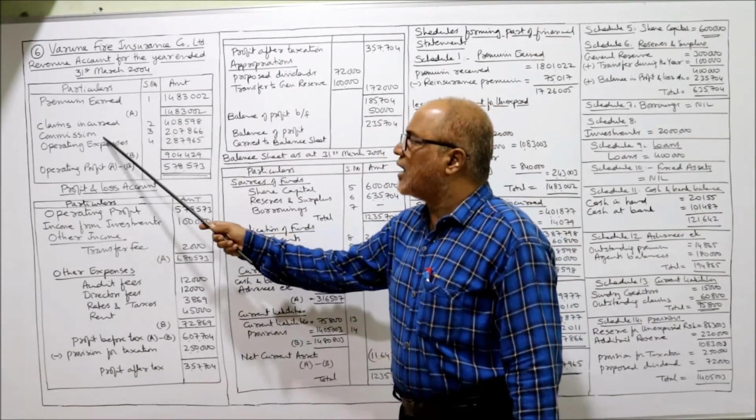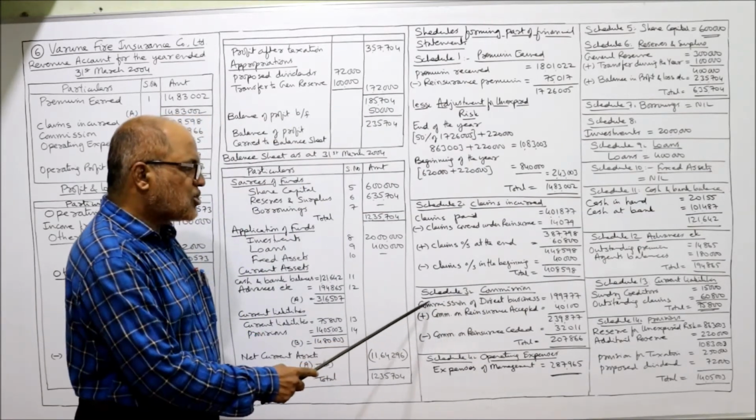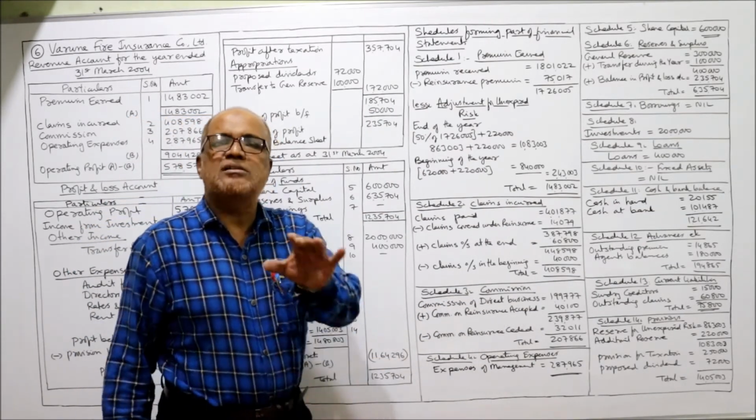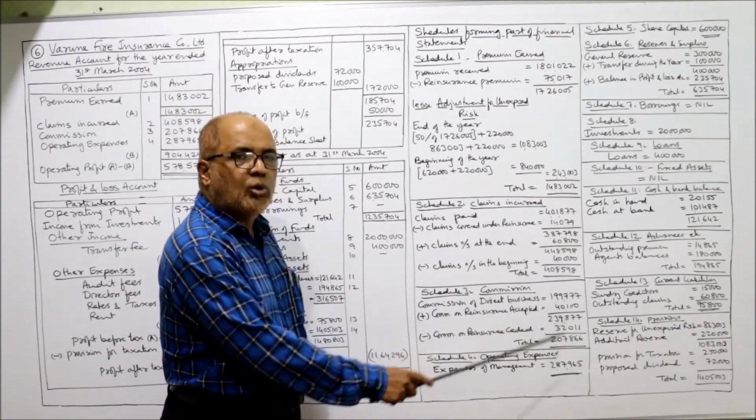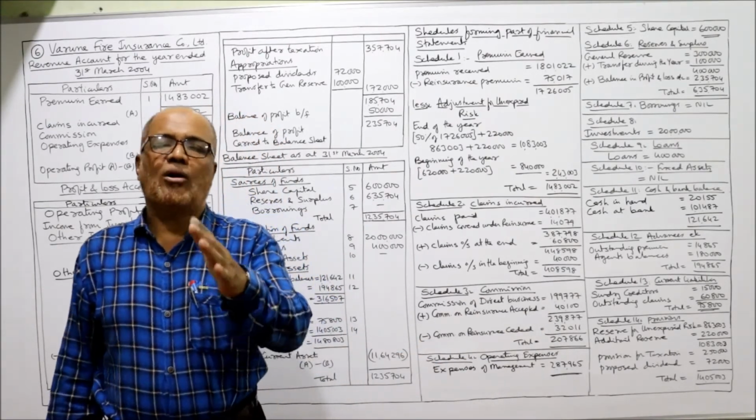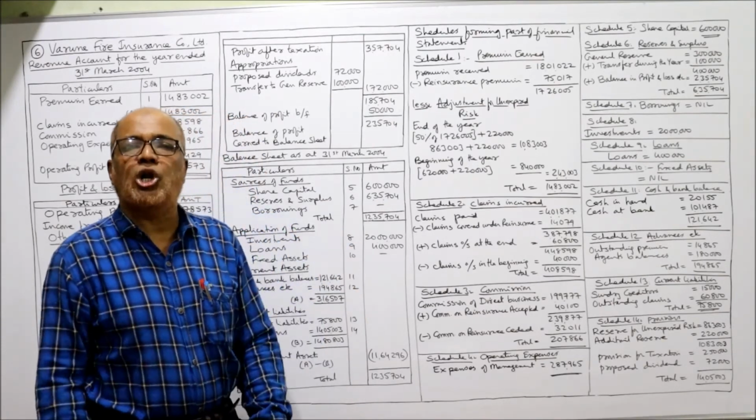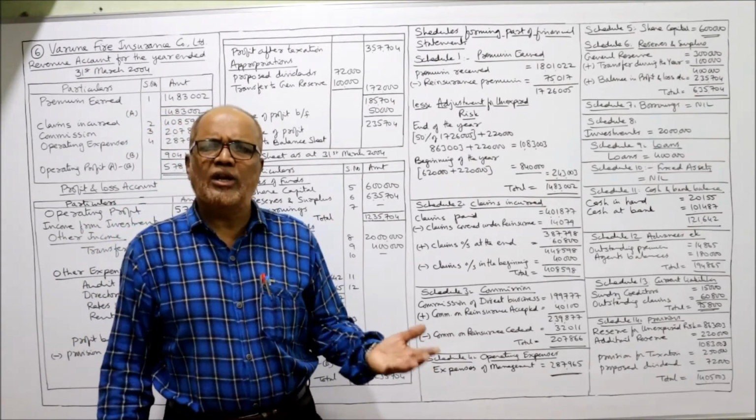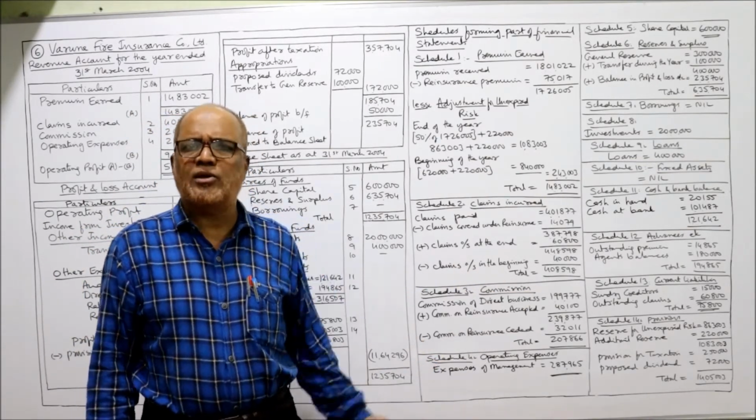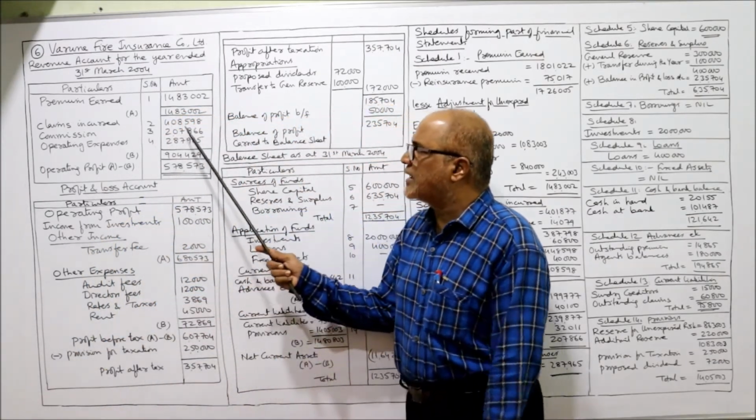4,08,598. Then commission, schedule number 3. You can see here, commission. Commission on direct business means commission paid to agents. To this we add commission on reinsurance accepted and deduct commission on reinsurance ceded. Same thing. Now no new point at all. Already in the previous problem also we have done the same thing. So commission will be 2,07,866.